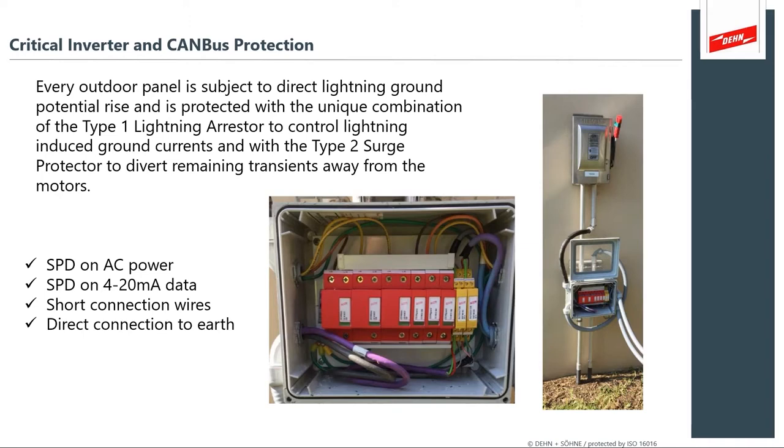Critical inverter and CAN bus protection. These are areas on the plant that are exposed, and you want to look at your cabinets. Is there SPDs on the AC power? Check. Is there SPDs on the 4 to 20 milliamp circuits? Check the box. Are we using short connection wires? Are we using good direct connections to the bonding to earth? These are the things that we want to be looking at. And in your preventive maintenance schedule, you can build this directly into your program so that your site is best protected.